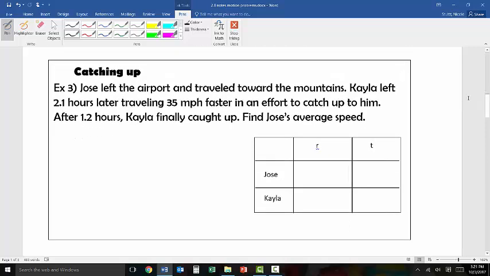So we're going to do an example of a catching up problem, since that's the first 2-object motion problem we see. It says, Jose left the airport and traveled towards the mountains. Okay, so there is Jose leaving. And then 2.1 hours later, Kayla leaves. So she is starting basically behind him because he has a bit of a head start. He was already up in the air 2.1 hours.